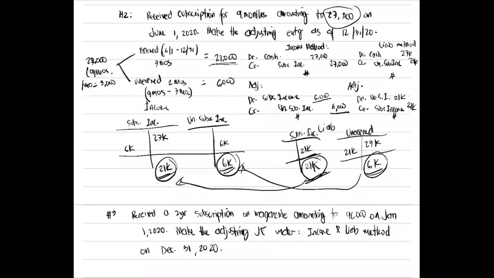Number 3, receive a 2-year subscription on magazine amounting to 96,000 on January 1, 2020. Make the adjusting journal entry under income and liability method on June 30, 2020. Let's change the date, June 30, 2020. Okay, so you try to solve this one, and then send the answer on number 3 through chat. Send it to me privately.